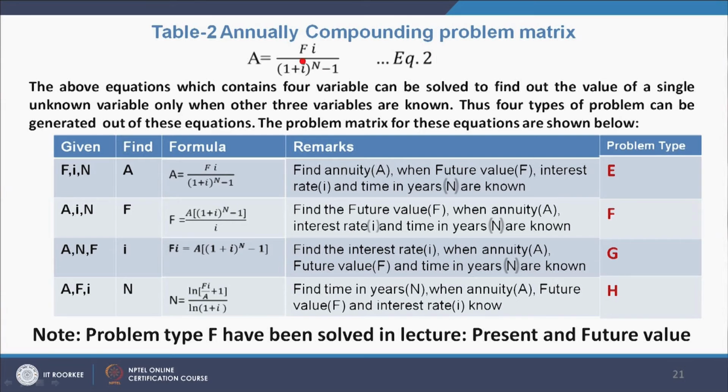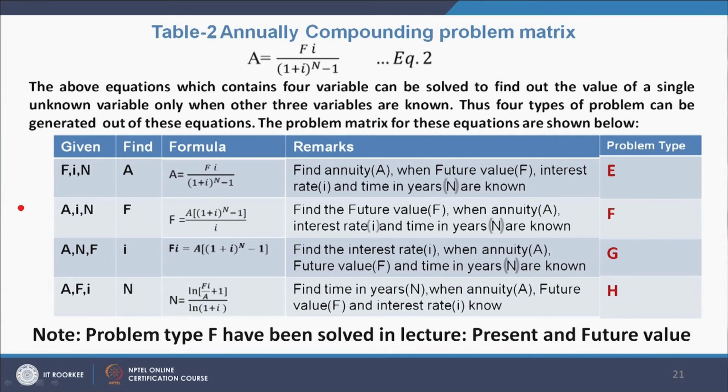A is equal to F I divided by (1 plus I) to the power n minus 1. The above equation, which contains 4 variables, can be solved to find out the value of a single unknown variable only when the other 3 variables are known. Thus, 4 types of problems can be generated out of this equation. The problem matrix for these equations is shown below.